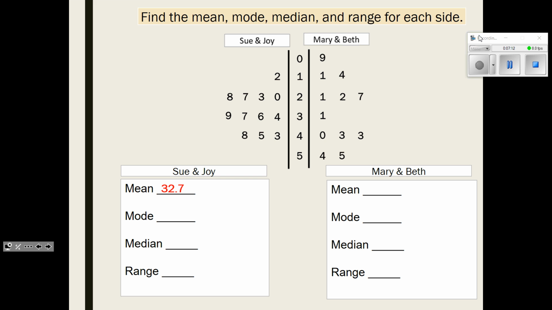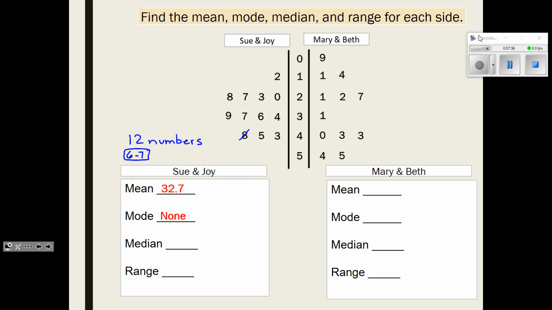The mode is the one that occurs the most often. Is there a number that occurs more often than the others? Well, in Sue and Joe, each number only appeared once, so there is no mode. For the median, you have to find the middle number. There were 12 numbers, so what's going to be the middle number on 12? We need to find numbers 6 and 7 and average them.